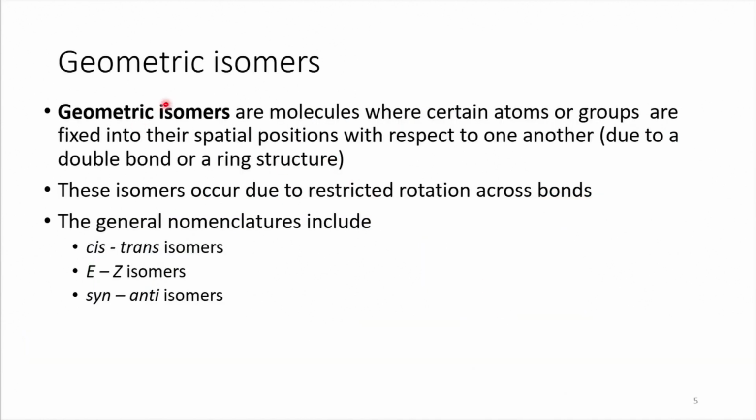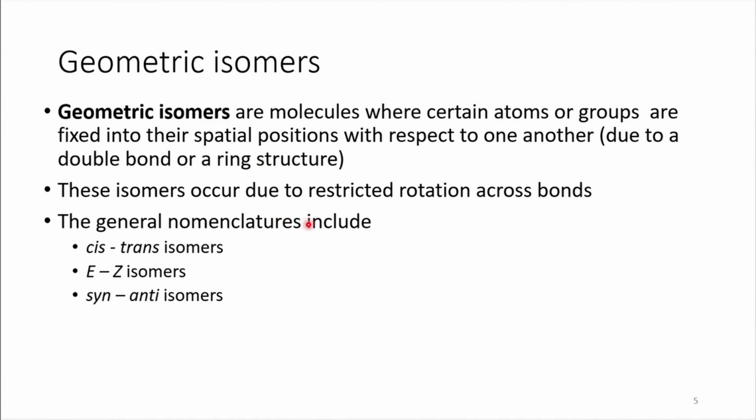So, what are geometric isomers? Basically, geometric isomers are molecules where certain atoms or groups are fixed in their spatial position with respect to one another, because in these kinds of compounds, we have a fixed representation, or the molecule is fixed. Here the isomerism occurs due to restricted rotation across bonds. This restricted rotation may be due to the presence of double bonds, or it may also be the presence of a ring structure. These two restrict single bond rotations. Basically, the bond rotation is restricted by the presence of a double bond or a ring structure. This leads to geometric isomers.